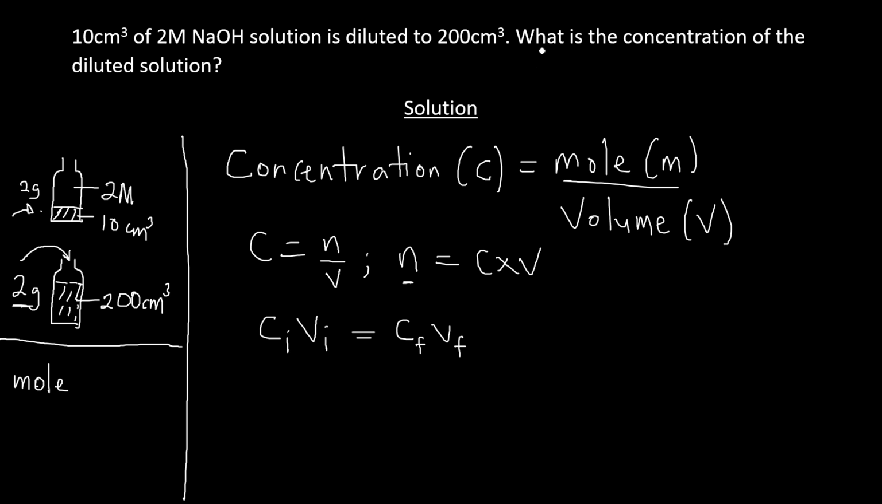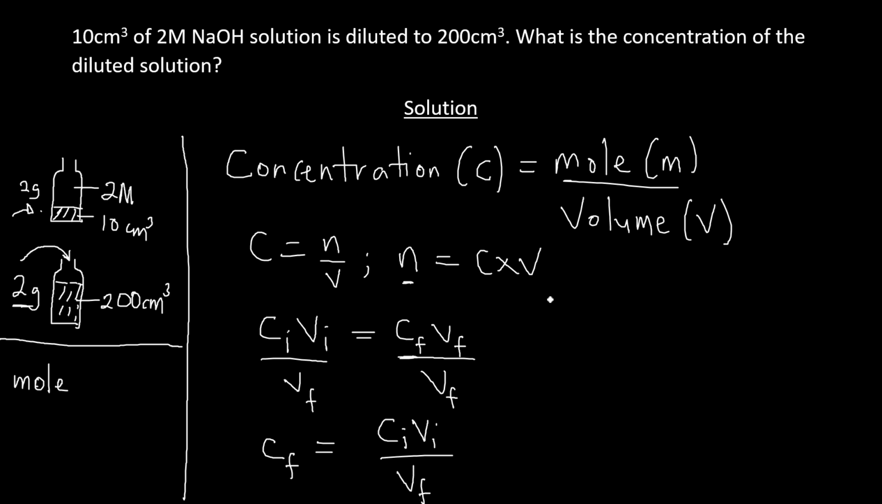But what are we looking for? We are looking for the concentration of the diluted solution, and the concentration of the diluted solution is the final concentration. So what can we do? We can divide through by Vf, so that we will have Cf standing alone. So that means that Cf, which is the final concentration of the diluted solution, is initial concentration times initial volume divided by final volume.